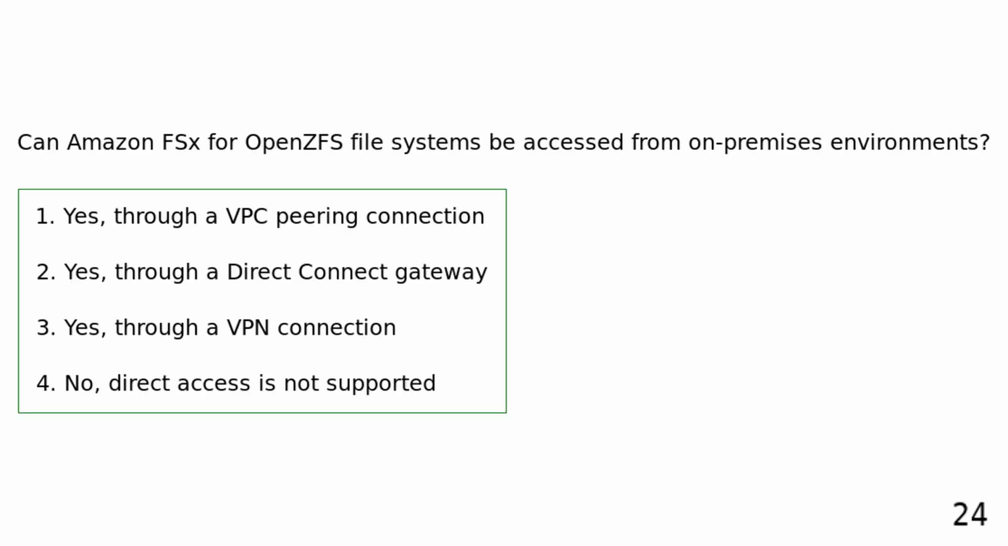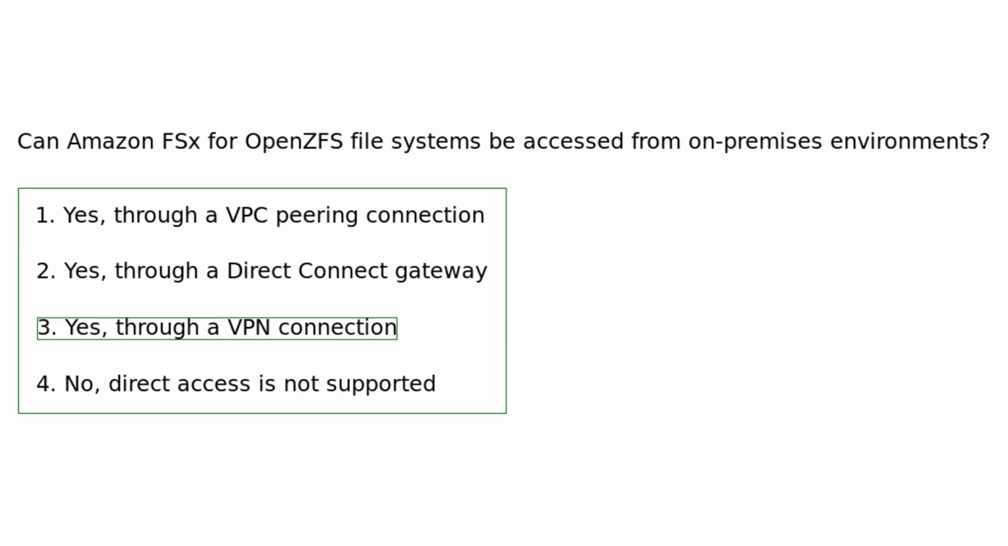Can Amazon FSx for OpenZFS file systems be accessed from on-premises environments? Yes, through a VPC peering connection. Yes, through a Direct Connect gateway. Yes, through a VPN connection. No, direct access is not supported. Amazon FSx for OpenZFS file systems can be accessed from on-premises environments via a VPN connection.